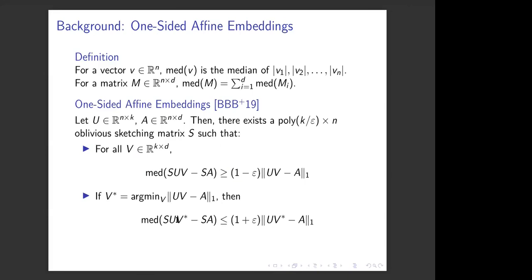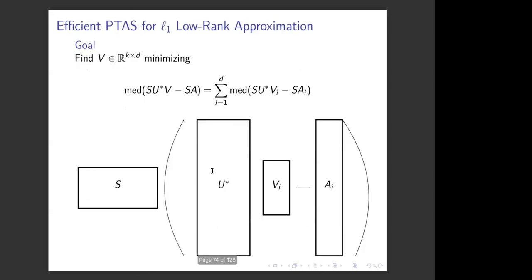And if you plug in the optimal right factor, then this does not expand the error too much, only by a 1 plus epsilon factor. That is why we can switch to the problem of minimizing this. Instead of minimizing the L1 norm of UV minus A, we minimize the median of SUV minus SA. So here's our goal. Let's assume for a second that we already know U star. Then the goal is to find a right factor V which minimizes the median of SU star V minus SA.